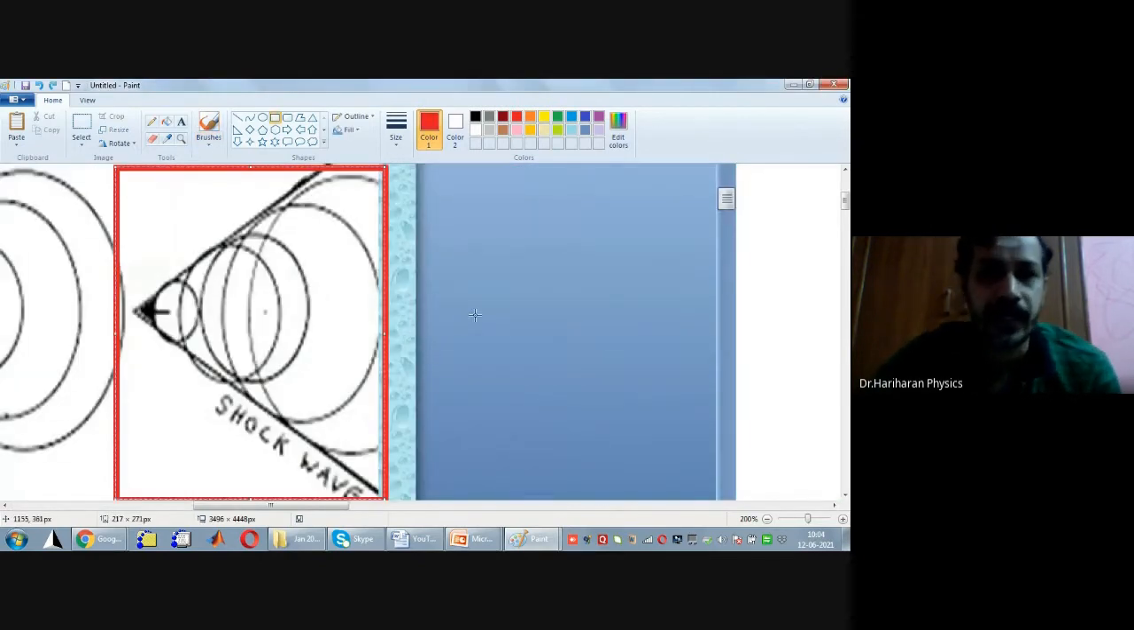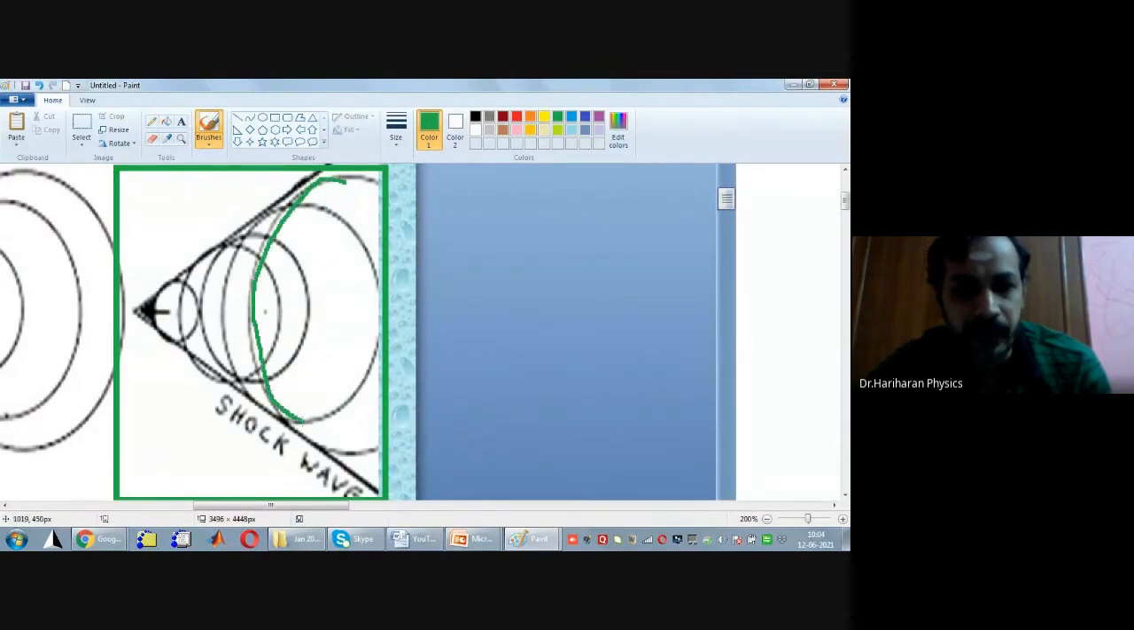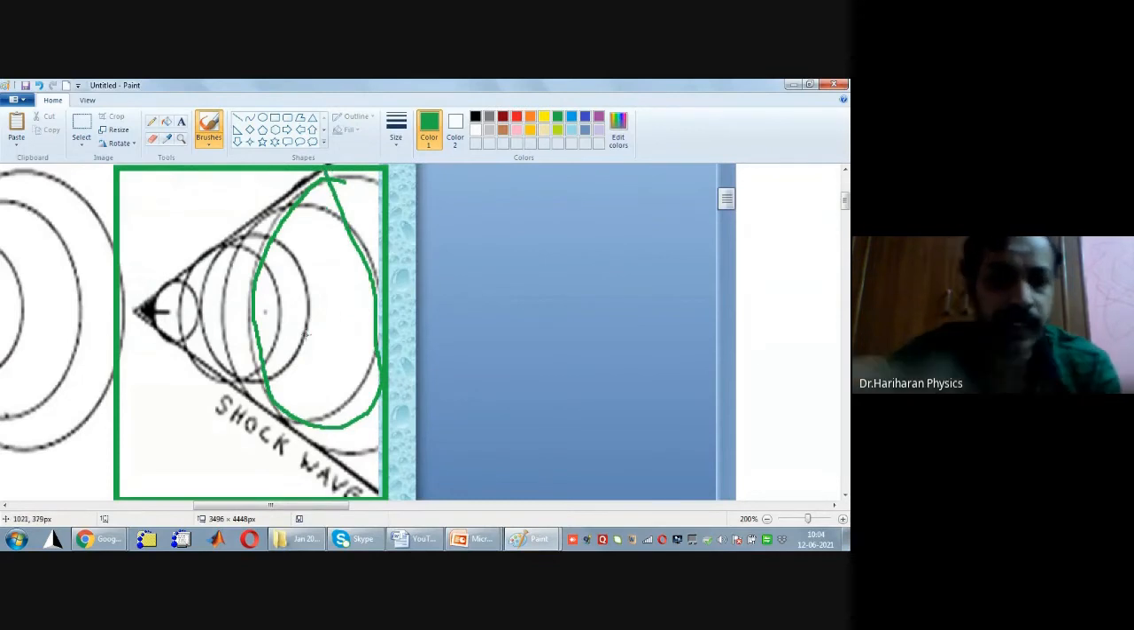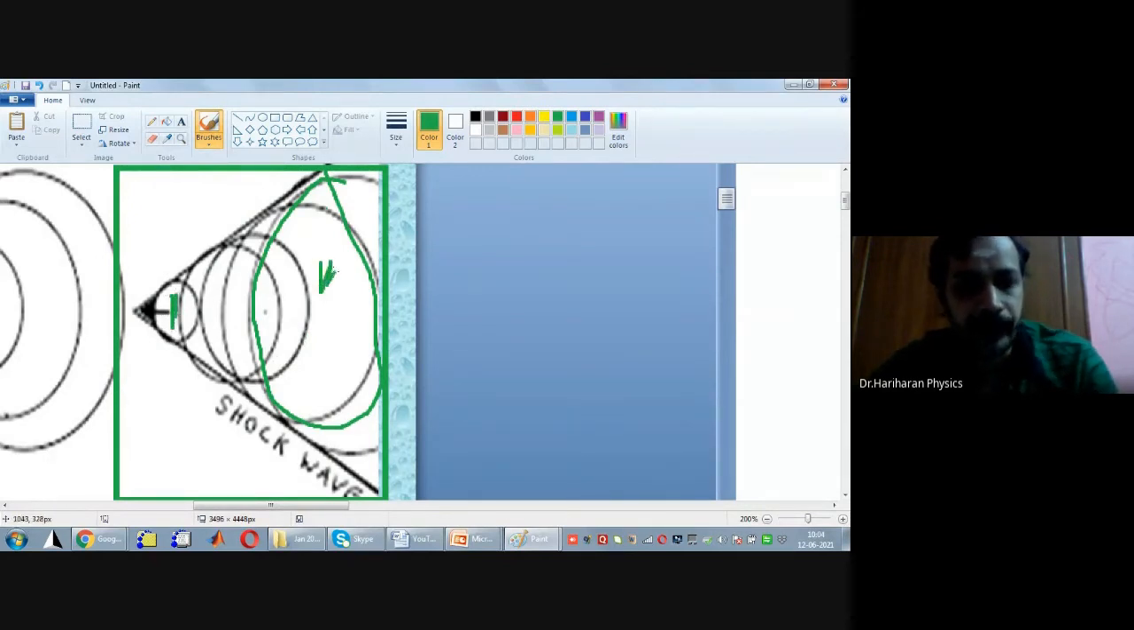Can you see here? Suppose I use a green color. The sound vibrations are expanding. As time lapses, they are expanding with time. This is what you see as four circles are given. This circle is very close to the plane. This circle is quite far.